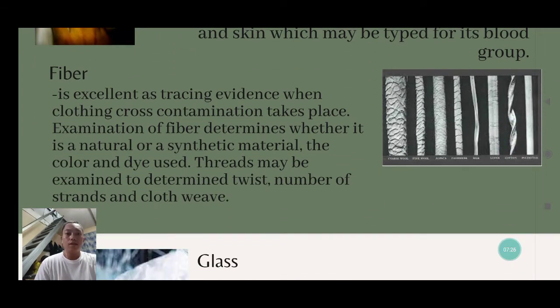Fiber is excellent as tracing evidence when cross contamination takes place. Examination of fiber determines whether it is a natural or a synthetic material, and the color and dye used. Strands may be examined to determine the twist, number of strands, and cloth weave.